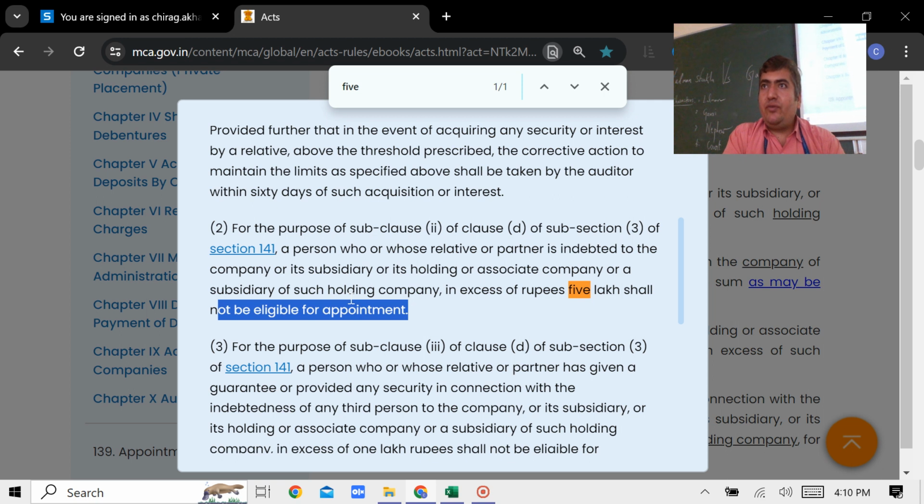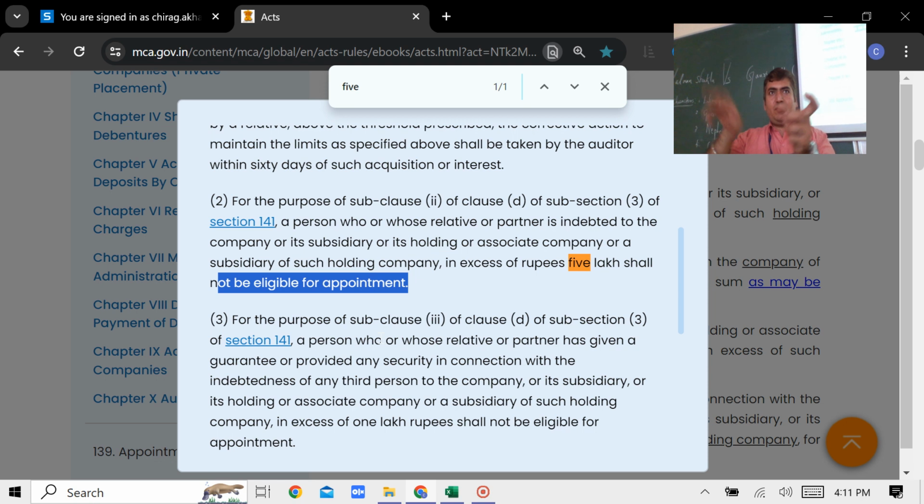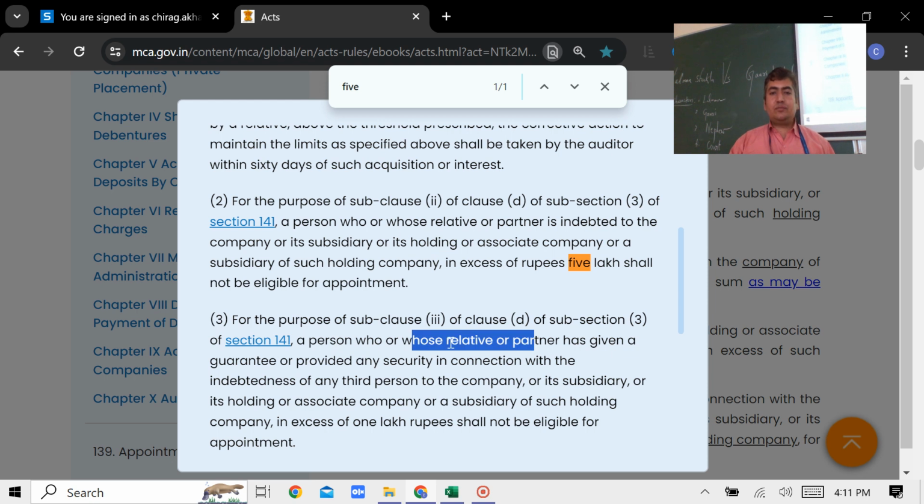But am I clear to all of you? Okay. Now third, I am talking about here the guarantee or the security. Ye kafi interesting hai. What is written over here? I am not reading the provision because rules are more amended. Okay. Provision may contain some amount which is maybe amended by the rules. It is written that if a person or relative or a partner has given a guarantee or any security in connection with the indebtedness of any third person.